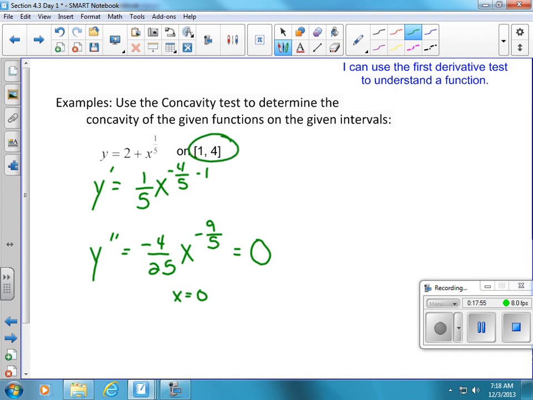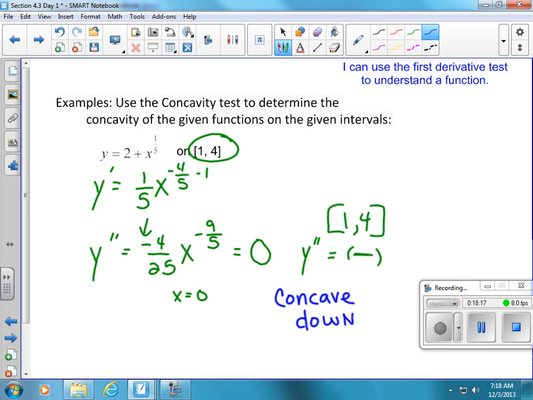And our interval is 1 to 4. So from 1 to 4, what is the sign of the second derivative? Well, it's always negative because we have a negative right here. So if the second derivative is negative, that means that this function is concave down between 1 and 4.